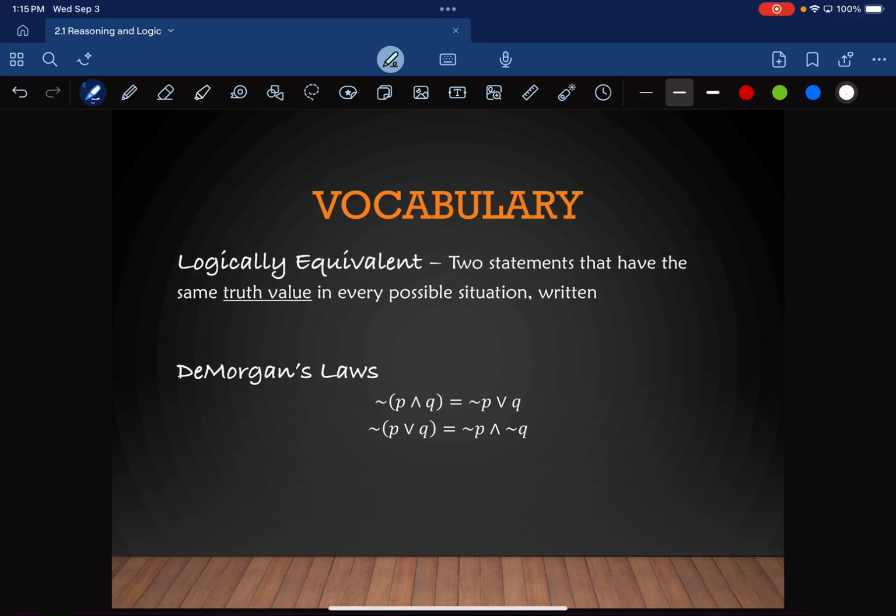We're going to get to what we're going to do with them later, but first, some logically equivalent statements. Logically equivalent statements are two statements that have the same truth value in every possible situation. If those statements are P and Q, logically equivalent means putting 3 lines between them. That's how it's written. It means they're identical.